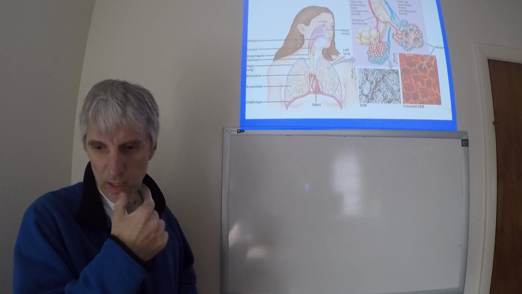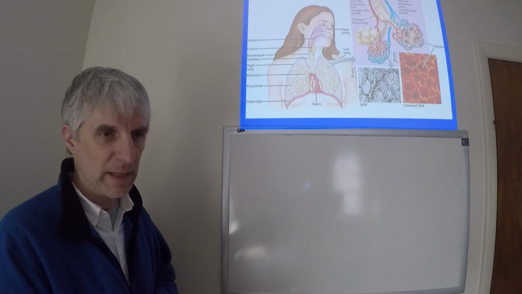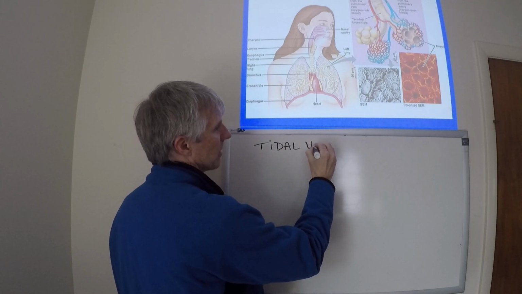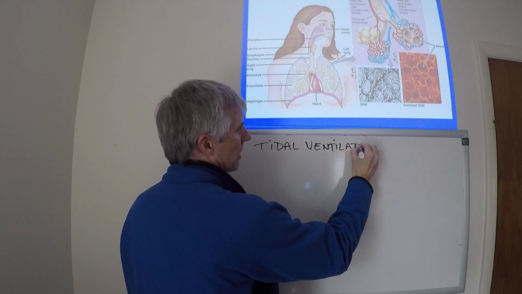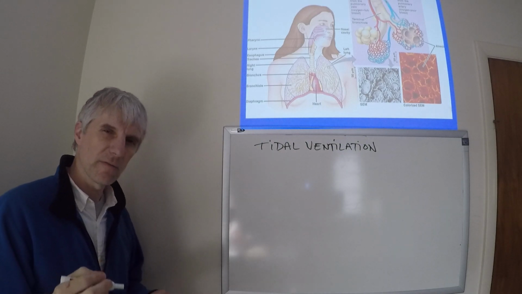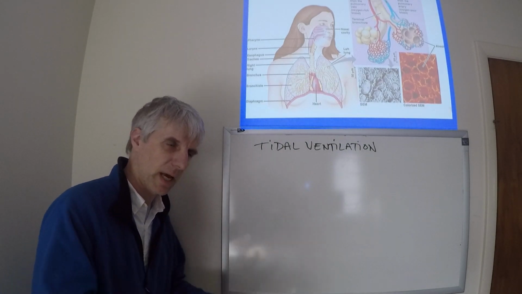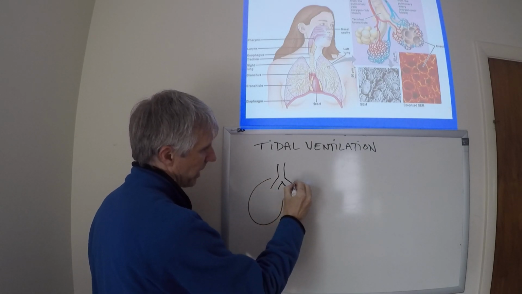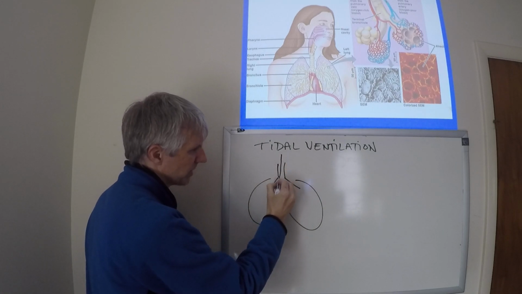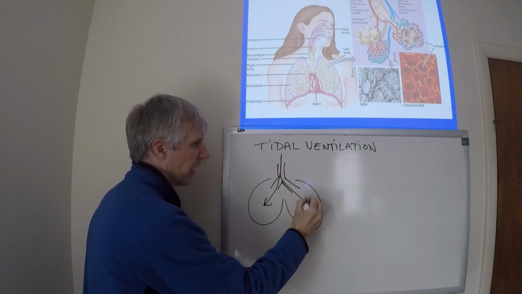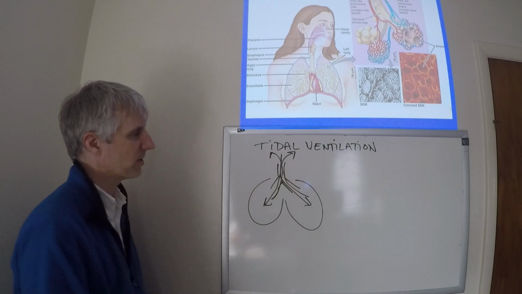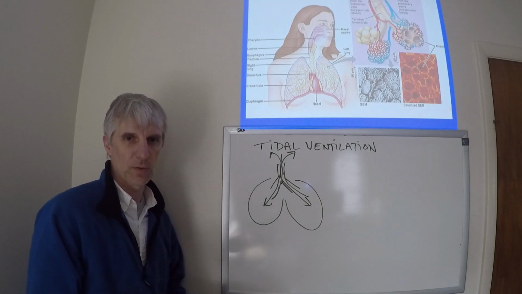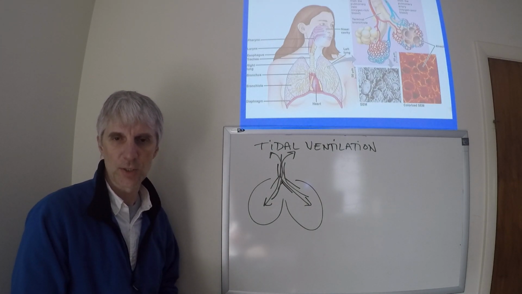All right, so negative pressure breathing is also referred to as tidal ventilation. Tidal ventilation, meaning the tide goes in, the tide comes out. So what we have here is a system where air comes in and air goes out back through the same tube. In through the tube, out through the tube, into the tube, out through the tube. So we have this process called tidal ventilation.